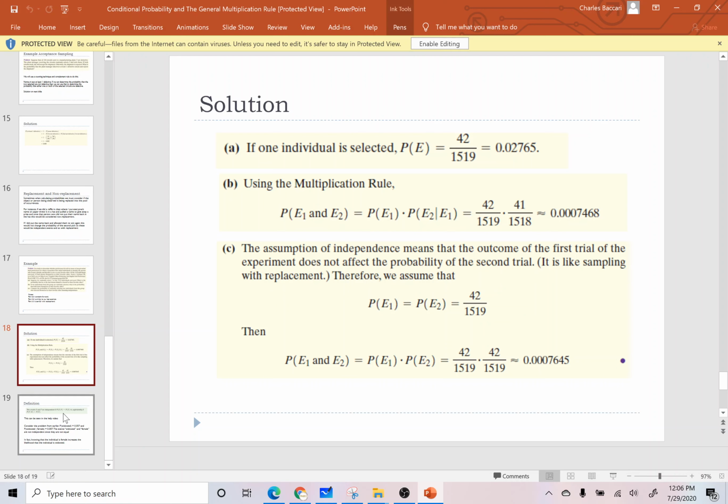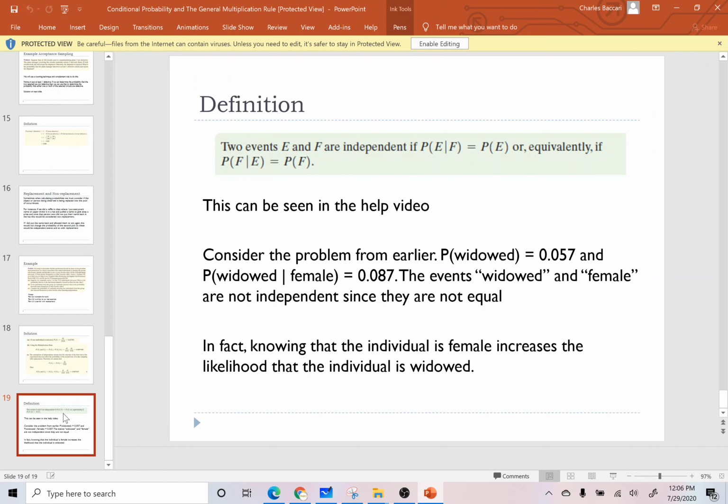Either way is good. And then finally, 2 events, E and F, are independent if P of E, given that F has occurred, is equal to P of E, or equivalently if P of F, given that E has occurred, is equal to P of F. And that goes back to the work I showed a minute ago with the cancellation of the formula. So you can see this in the help video.